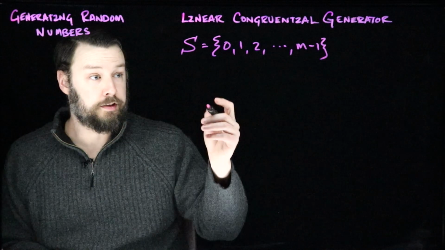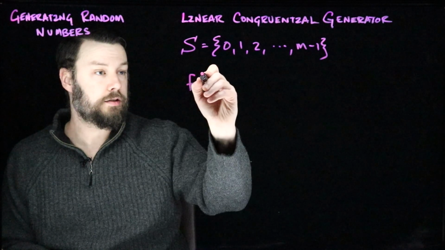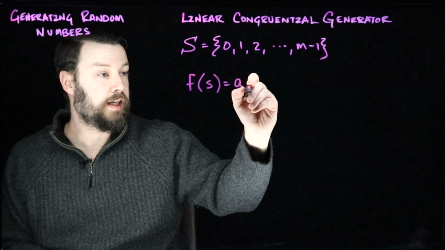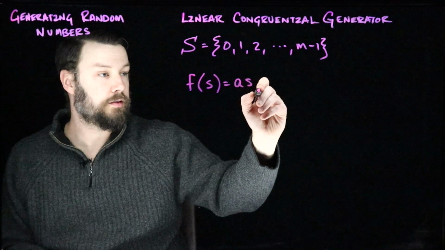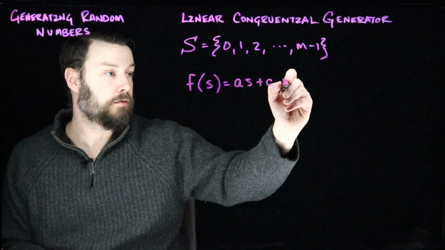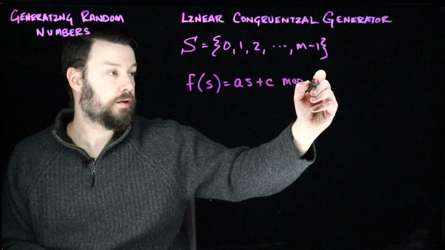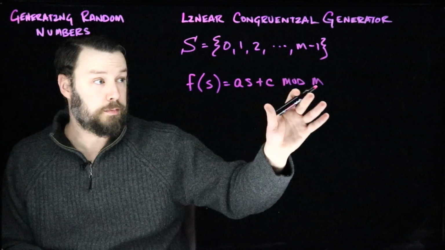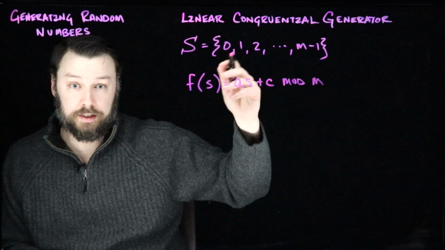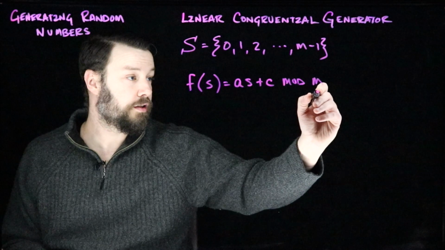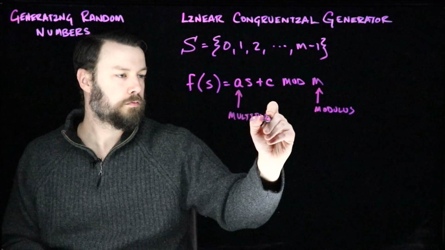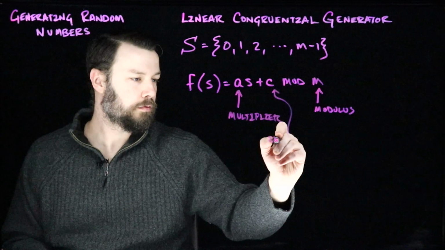And then we define the function f that evolves the state. We define that to be some a multiplied by the state plus some constant c, mod, that is modulo, m. This mod m means that we're doing the arithmetic modulo m. That means that no matter what we do, we always land back in this state space. We call this the modulus. We call this the multiplier. And we call this the increment.